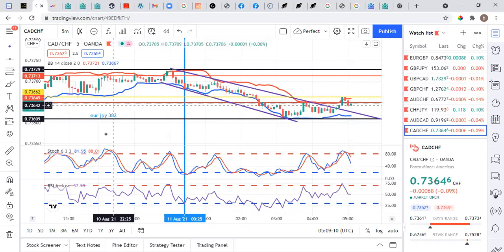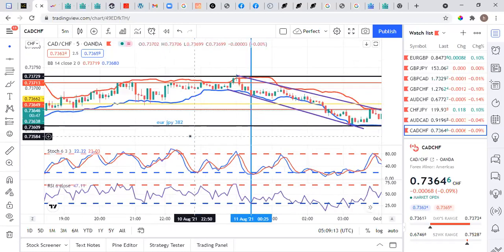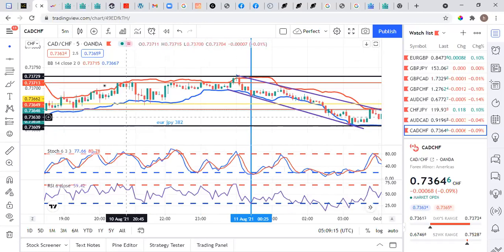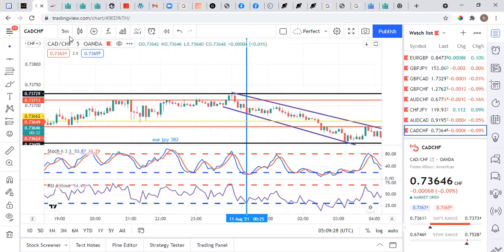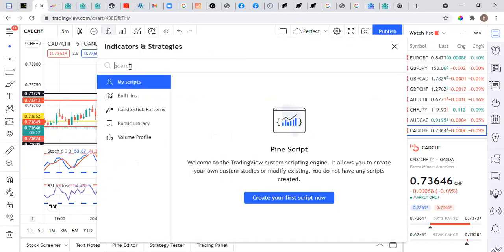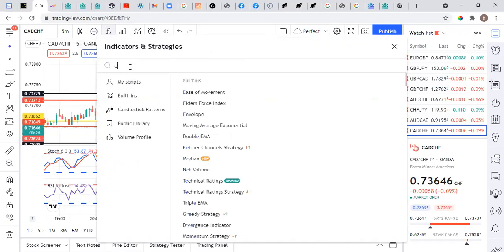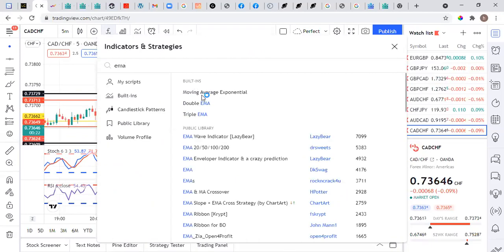Now let me talk about the EMA. I will have to remove the BB, the Bollinger Band, so that I will be able to add one more indicator. That's the EMA. What do we use the EMA for, guys? Put it in the chat box. What do we use the EMA to know? That's the moving average exponential, or exponential moving average, whichever you call it.